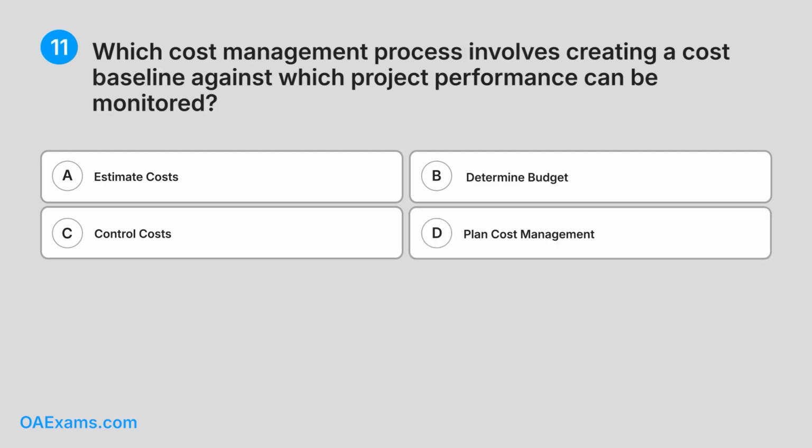11. Which cost management process involves creating a cost baseline against which project performance can be monitored? A. Estimate costs. B. Determine budget. C. Control costs. D. Plan cost management. Can you guess the answer?